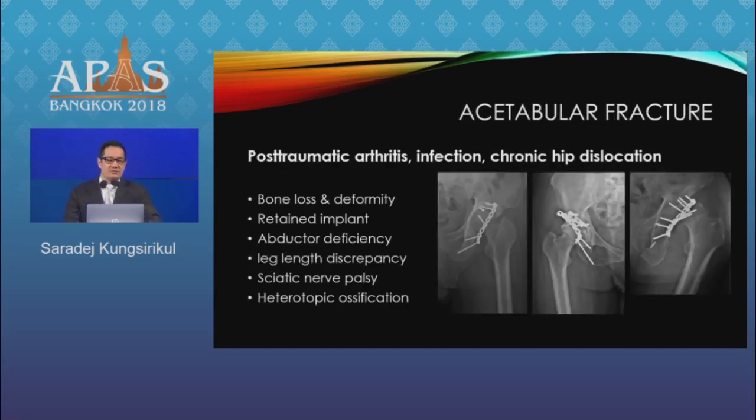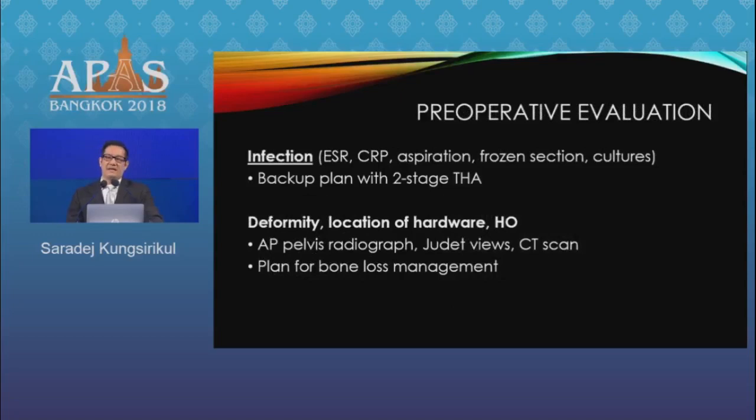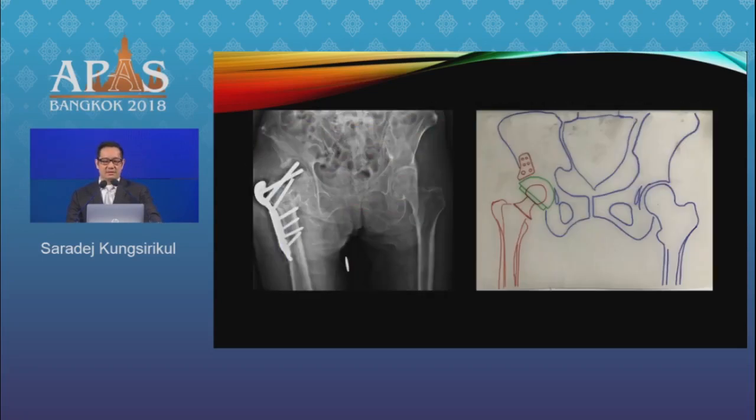For the acetabular fracture, the patient can have complications like post-traumatic arthritis, infection, and also hip dislocation after surgery. In this group of patients, we have to pay more attention to the bone loss and deformity, and also protect the sciatic nerve and prevent HO. Same as the previous group, you need to exclude the infection first before operation. And sometimes to have more detail about deformity, this group of patients needs a Judet view CT scan.